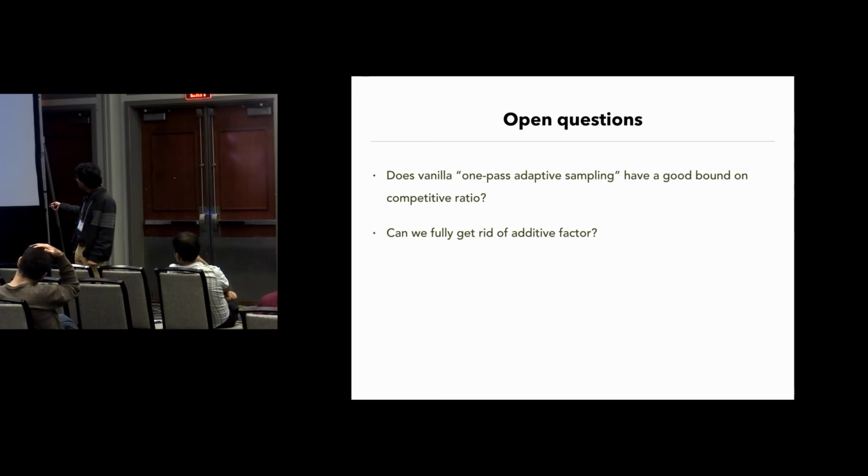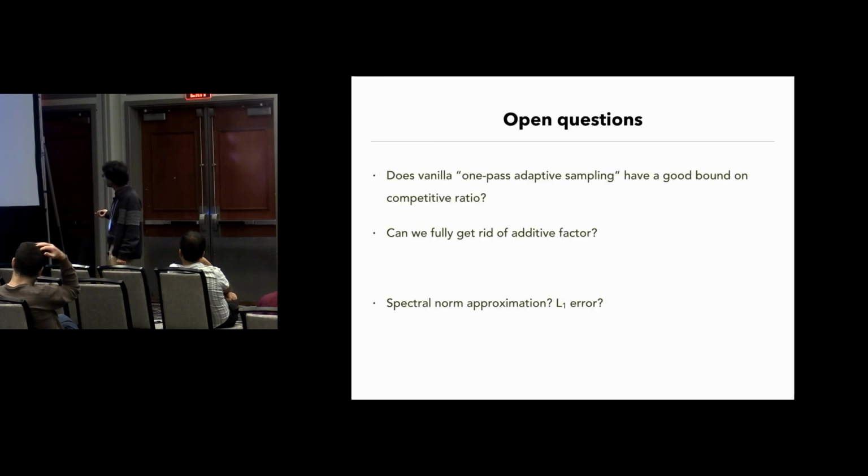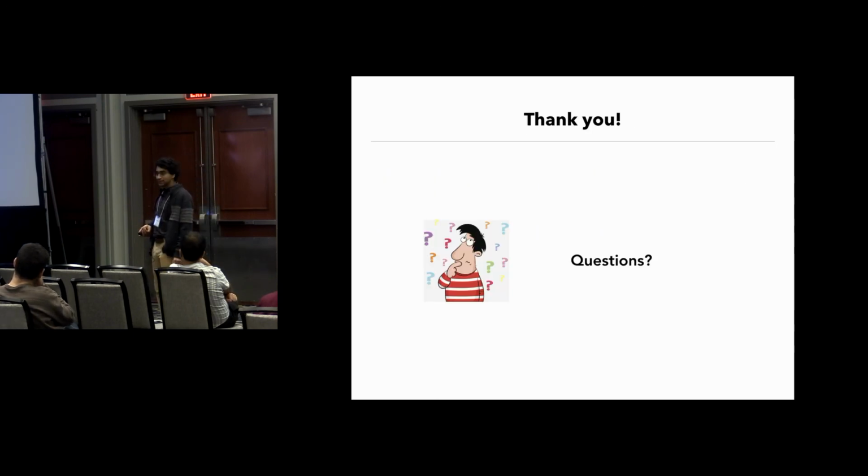Okay. And the other question is, can we fully get rid of this additive factor? Right now, the dependence on this epsilon is small, but it would be nice if there is no additive factor. Okay. And these kinds of problems turn out to be much harder for things like spectral norm approximation and so on. Online algorithms turn out to be really difficult. So that would be something interesting to think about.